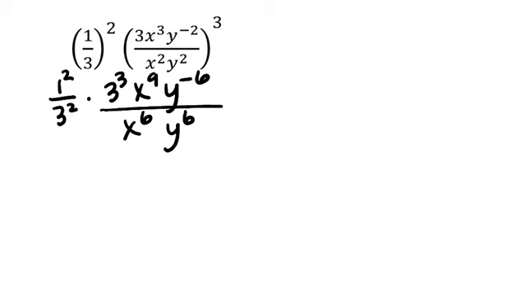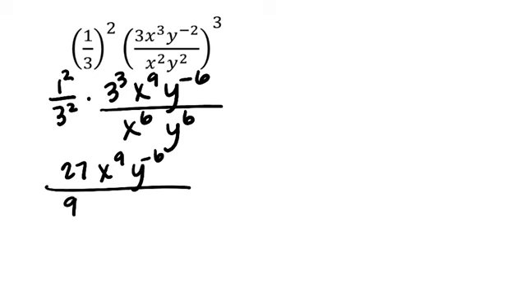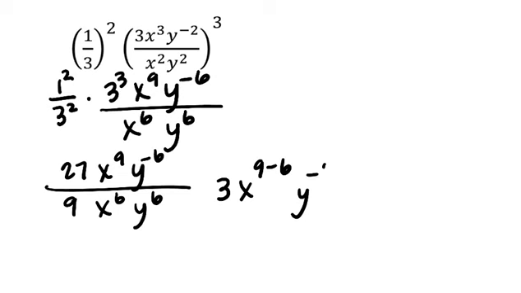So this is 3 to the 3 is 27. X to the 9, y to the negative 6, over 9, x to the 6, y to the 6. Okay, so 27 divided by 9, that's 3. X to the 9 minus 6, y to the negative 6 minus 6 more. Okay, so that's going to be 3, x to the third, and y to the negative 12 becomes y to the 12 in the denominator.